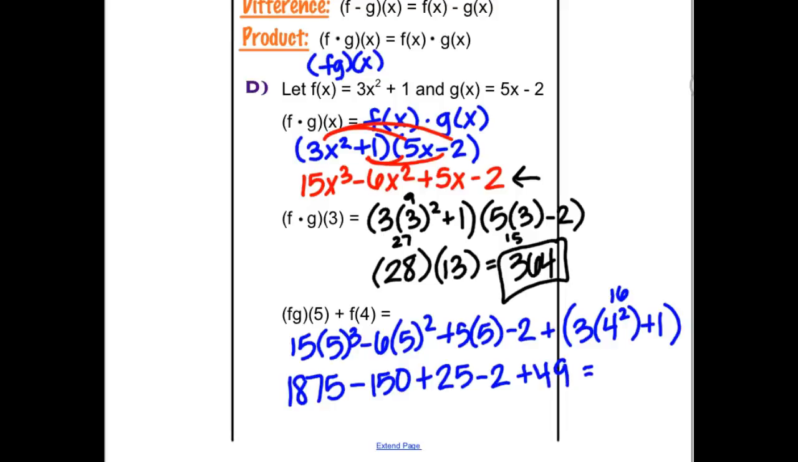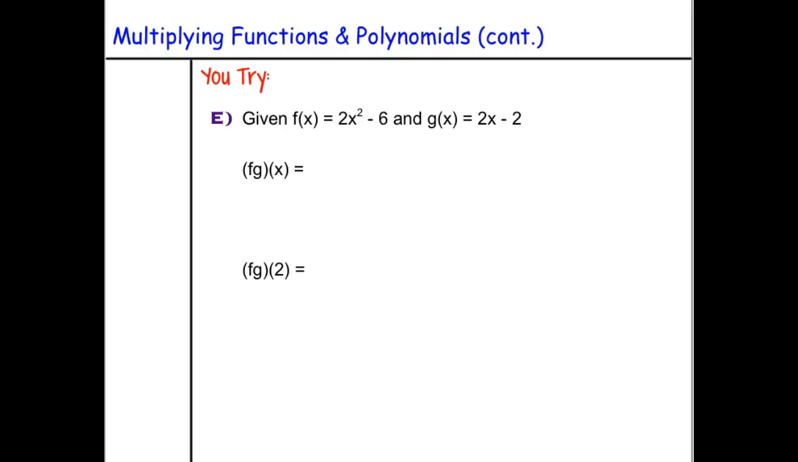So 1,875 minus 150 is 1,725. And take that plus 25, you get 1,750. Minus 2 plus 49, and you get a grand total of 1,797. I know that was a lot there to take in, but now we've got you to try this problem.